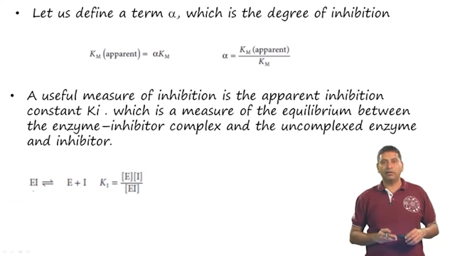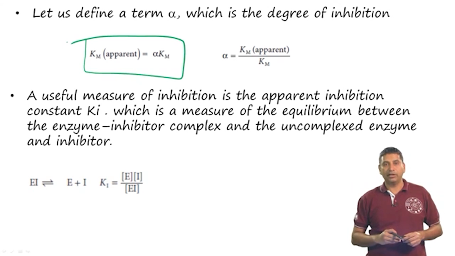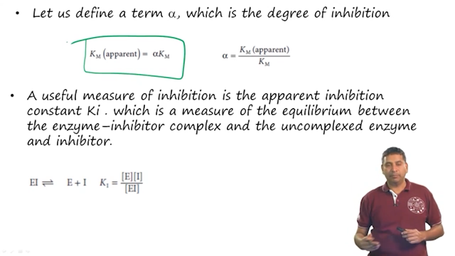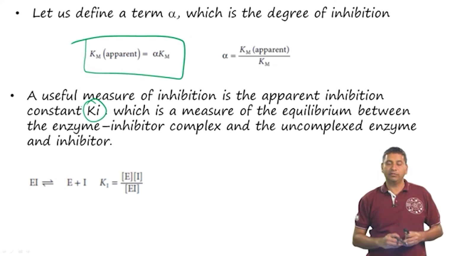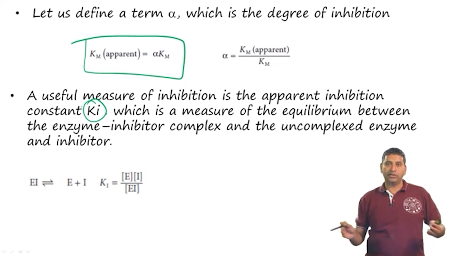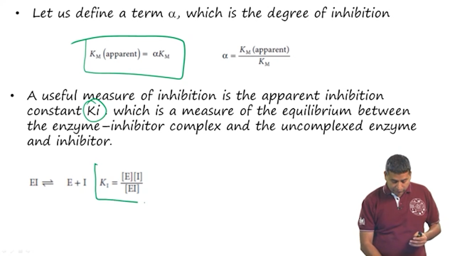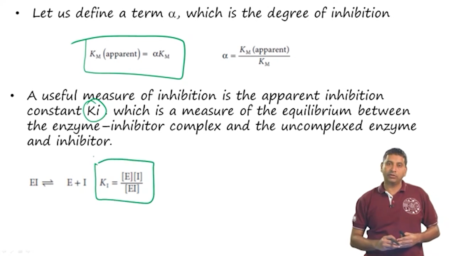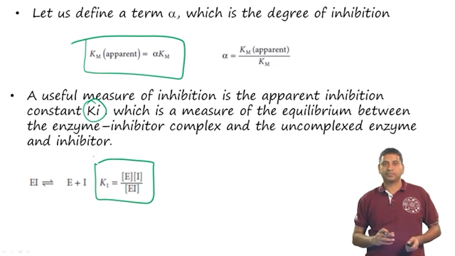Now, let us define a term alpha, which is the degree of inhibition. So, in the presence of the inhibitor, you have a Km, which is Km apparent, which is nothing but alpha times Km. Now, a useful measure of the inhibition is the apparent inhibition constant Ki. So, Ki, which is an equilibrium constant, is a measure of how well the enzyme inhibitor complex dissociates and becomes associated again. This Ki is defined as the concentration of the enzyme multiplied by the concentration of the inhibitor divided by the concentration of the enzyme inhibitor complex.